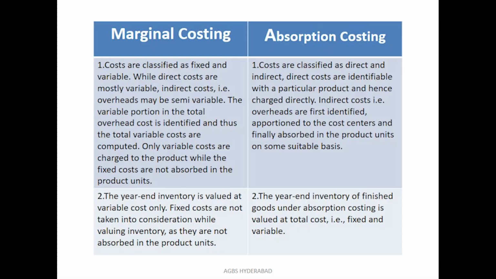So, what is the difference between these two? Marginal cost is the variable costs only, whereas absorption cost is the total cost, which is incurred as fixed or variable. Under marginal costing, the year end inventory is valued at variable cost only. Fixed costs are not taken into consideration while valuing the inventory, as they are not absorbed in the product lines. Whereas under absorption costing, the year end inventory of finished goods is valued at total cost, that is, fixed and variable both are considered.